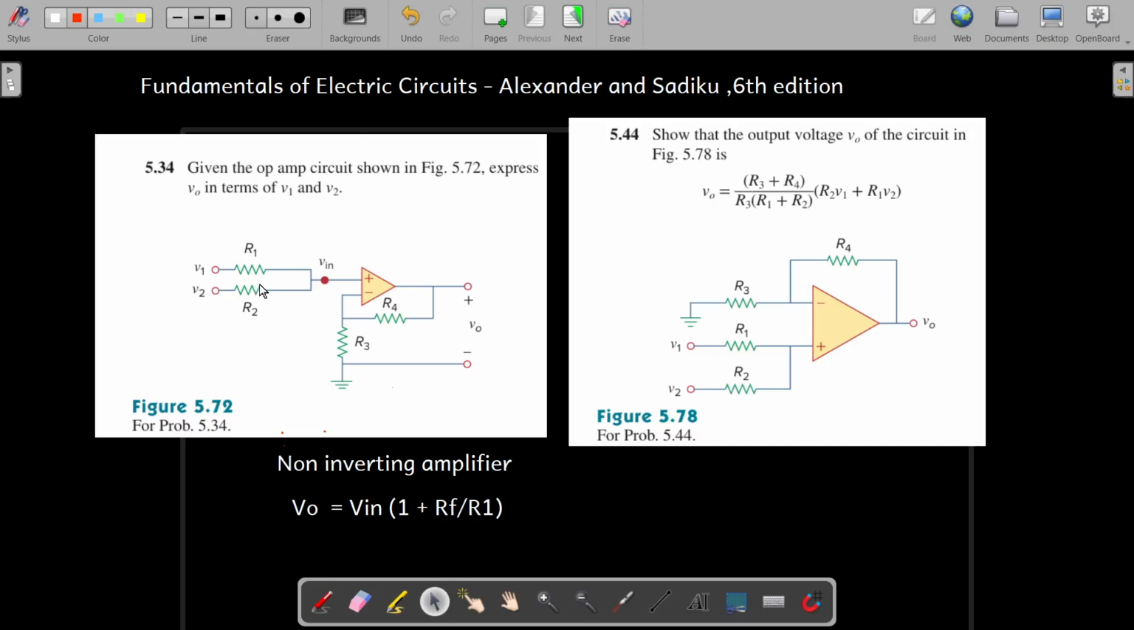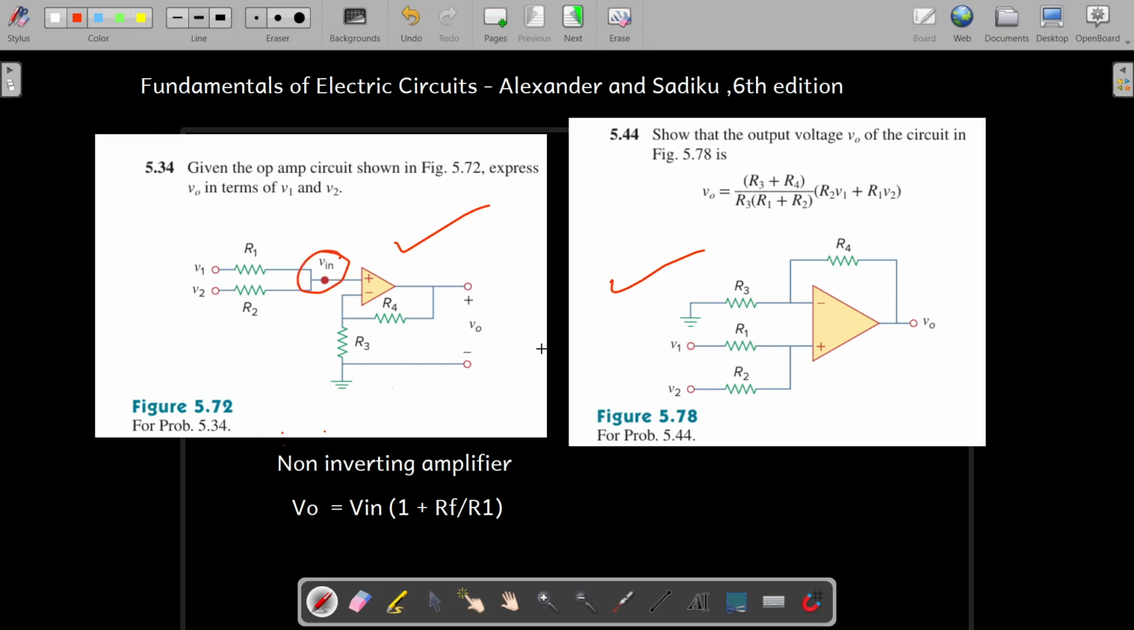Hello everybody, today we are going to solve problem number 5.34 and 5.44, and if you closely look into these circuits, they are one and the same. Construction wise they have made some kind of modification, otherwise both are the same.